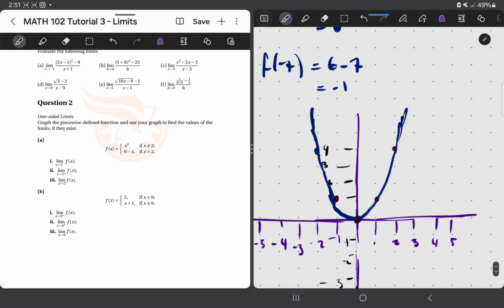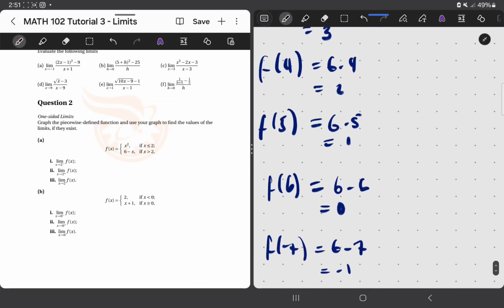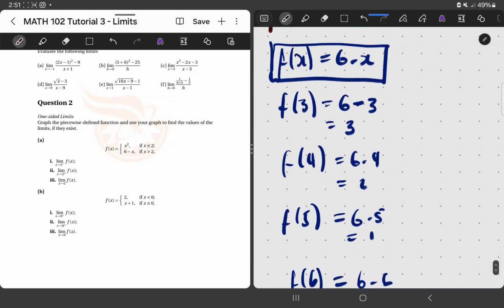Then we know that it doesn't pass 2. Okay, it doesn't pass 2, so I should remove this. It ends here. Okay, this is where it ends. Then now what is starting? The graph of 6 minus x.